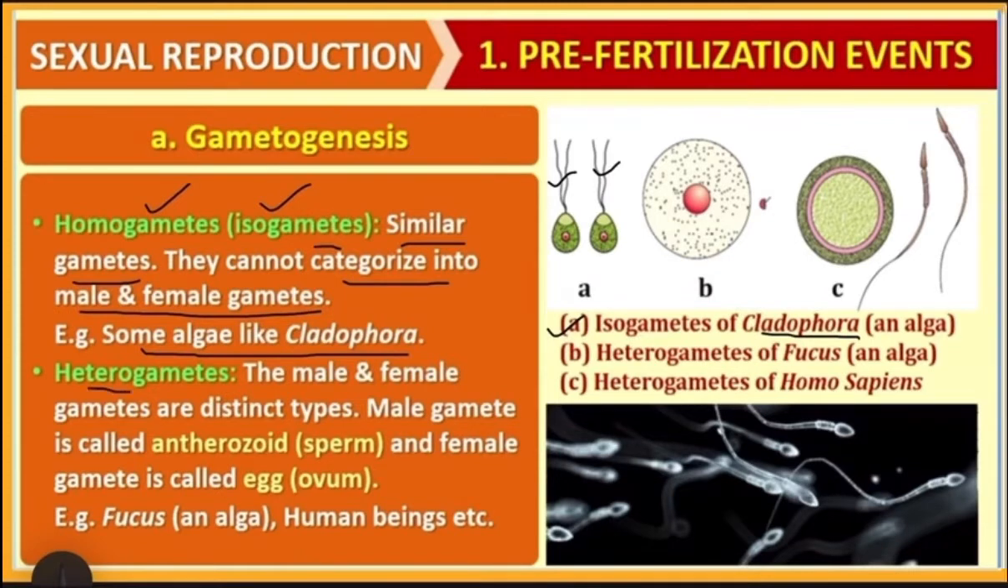Now, what are heterogametes? The male and female gametes are distinct types. They are different types. Male gametes are called antherozoids or sperms, and female gametes are called egg or the ovum. You can see the example of heterogametes of Fucus, an alga, in diagram B. This is the female gamete and this is the male gamete. They are different. And also see diagram C, heterogametes of Homo sapiens. This is the egg. These are the sperms. So male and female gametes are different from each other. So examples of heterogametes are Fucus, an alga, and human beings, etc.